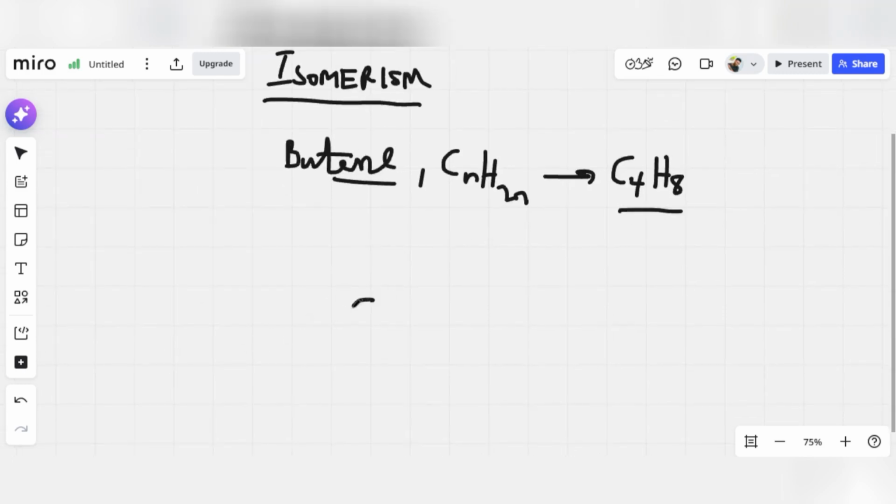Very simple. You draw your C, your C, your C, then another C. Now you know that for a butene, since it is ENE, you must have at least one double bond. So put one double bond here at carbon 1. You can see that this double bond is after carbon 1, right? So that double bond belongs to carbon 1.